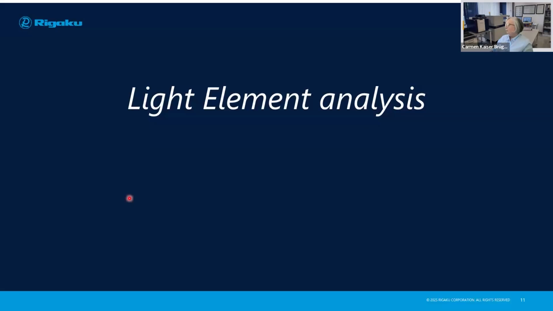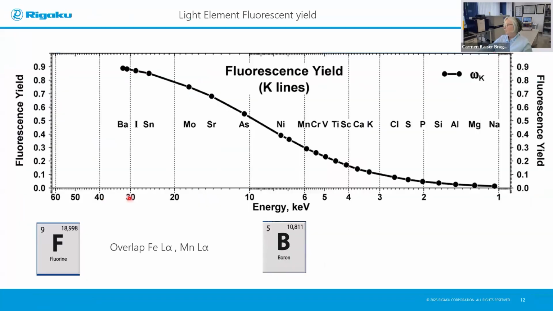Okay, so let's talk a little bit about light elements and a little bit about the theory. So here we can see an example of the fluorescent yield of some of the elements that are present in a sample. And today we want to focus on things like fluorine and boron. So unfortunately, fluorine and boron are light elements and the fluorescent yield is very small. So therefore, we try to aim to get the maximum sensitivity from these elements. Yeah. So in the next few slides, I will show you how we can achieve maximum sensitivity, because in XRF we have this very low fluorescent yield.